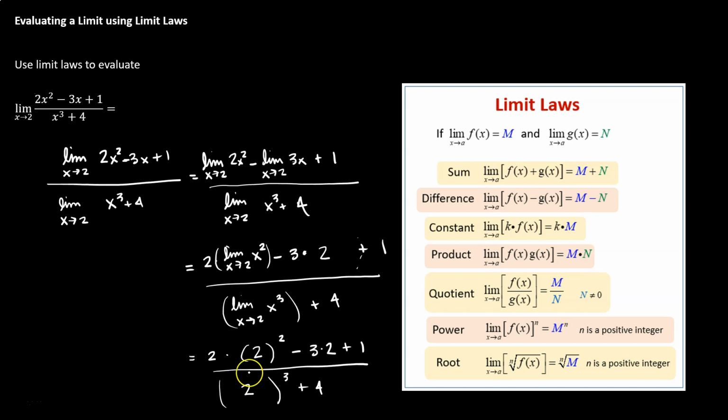And now we just need to simplify this expression, now that it's all numbers and no longer limits, to find the final answer. Adding through the numerator, I get a 3. Adding through the denominator, I get a 12. That can simplify, though, to be 1/4.